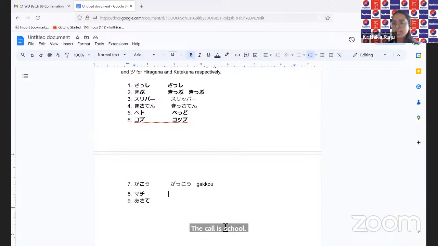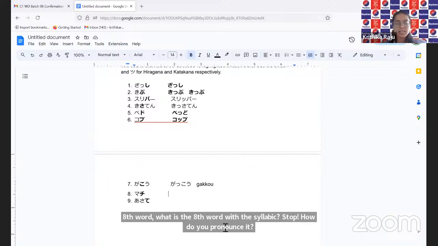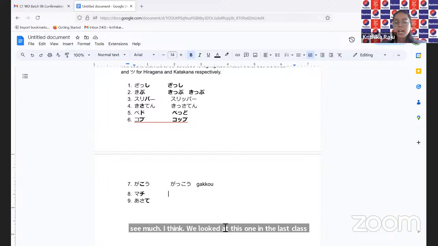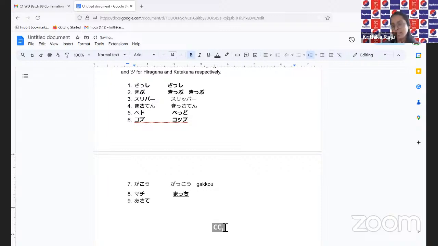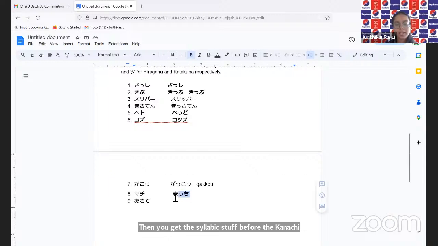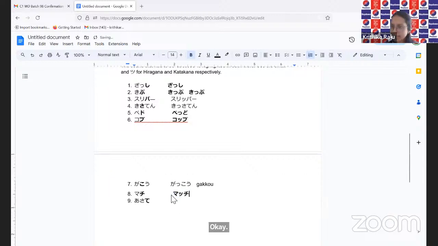The 8th word with the syllabic stop, how do you pronounce it? Machi. I think we looked at this word in the last class, when we did the concept. How will I type this out? M-A-C-C-H-I. Very good. The C-H-I, to stress, you add another C before the C-H-I. Then you get the syllabic stop before the kana chi. Okay, but I have to change this to katakana.